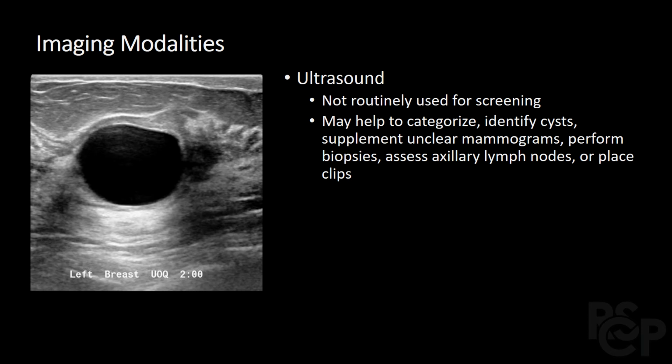Ultrasound is not routinely used for screening, but commonly used for diagnostic follow-up or sonographic evaluation of lesions seen on mammography. It may help to categorize lesions as benign or malignant, identify cysts, supplement unclear mammograms, perform biopsies, assess axillary lymph nodes, or place clips prior to chemotherapy, among other purposes. Breast ultrasound is highly operator dependent, as it is in other settings.